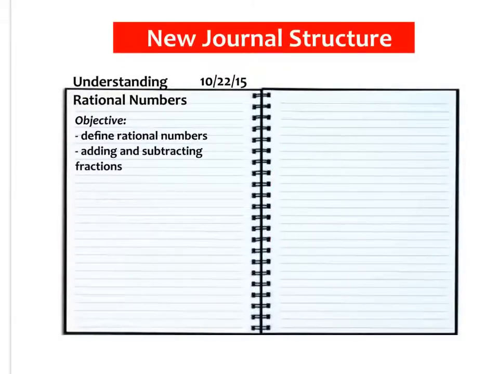So go ahead and label your journal today, Understanding Rational Numbers, at the top. And I also want you to write today's objective, which describes what we are learning today. So in today's lesson, we are going to define rational numbers and then use that to add and subtract fractions. So go ahead and take a moment to copy this down in your journal on the left-hand side.